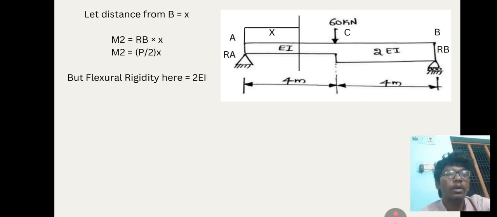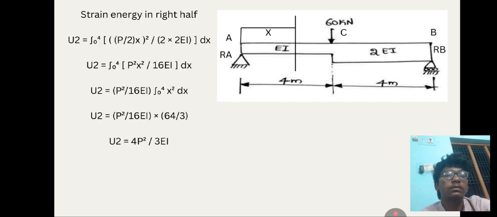Let the distance from B be X. For the member BC, moment is RB into X. RB is half of the load, P by 2 into X. Here the flexural rigidity is 2EI.